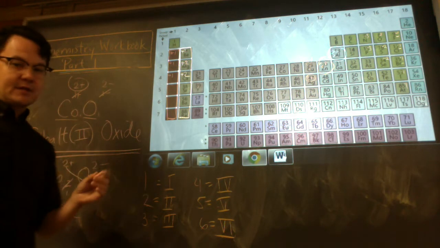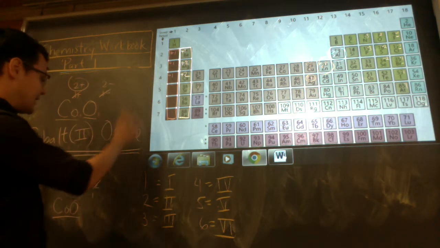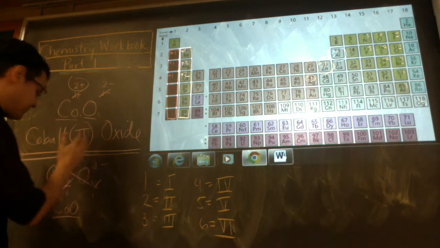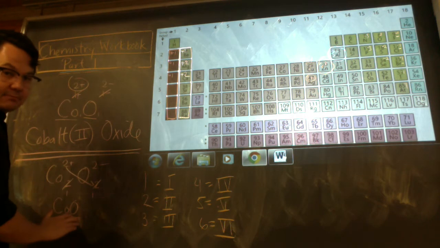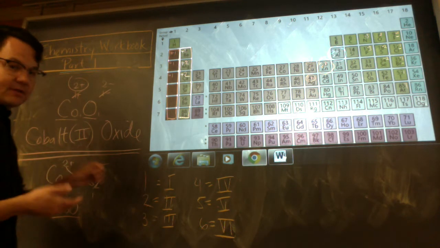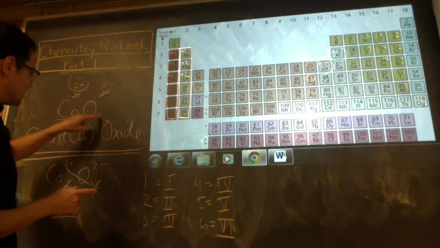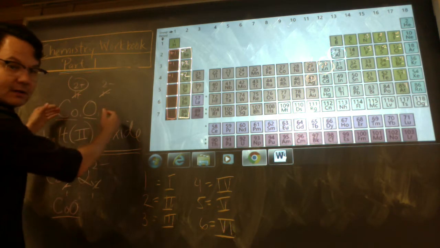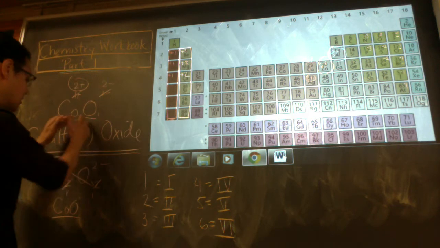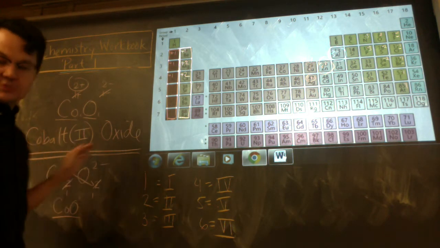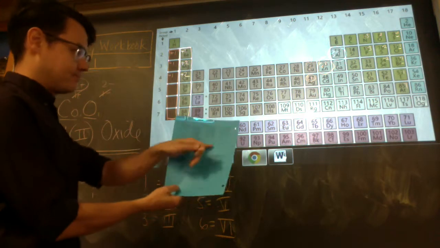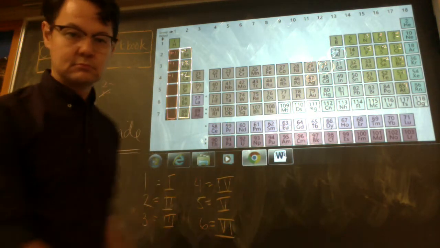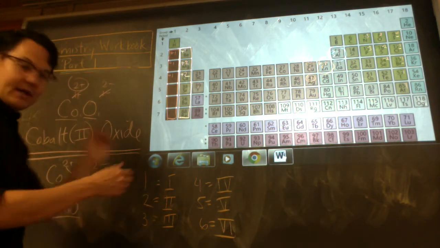So these kinds of things, sometimes you'll be given a name and have to turn it into a formula, and sometimes you'll be given a formula and have to turn it into a name. So it's important that you understand how to do that to get the right subscripts, if you're making a formula, and the right name, including the charge, if it is one of these special metals in this area here. And that's part one.